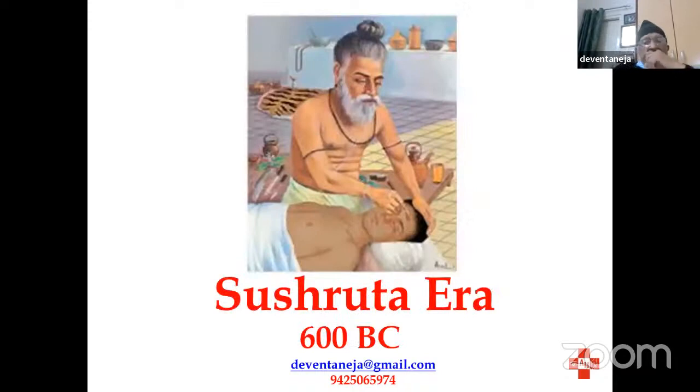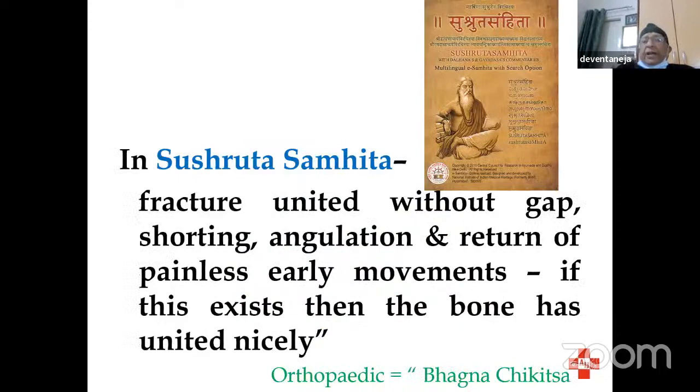The Sushruta era was about 600 BC, and in the Sushruta Samhita, I have seen this book myself and read a little bit also. He said that if the fracture united without gap, shortening, or angulation, and the patient had painless early movement, then the bone has united very nicely. This is what Sushruta mentioned in his Sushruta Samhita. And orthopedics at that time was called Bhagna Chikitsa.